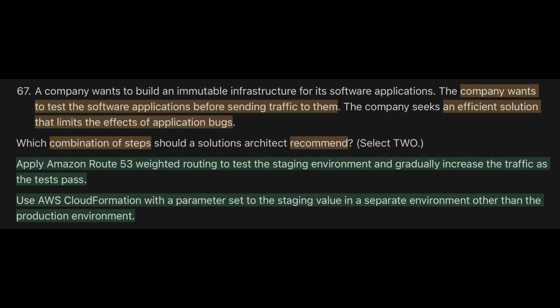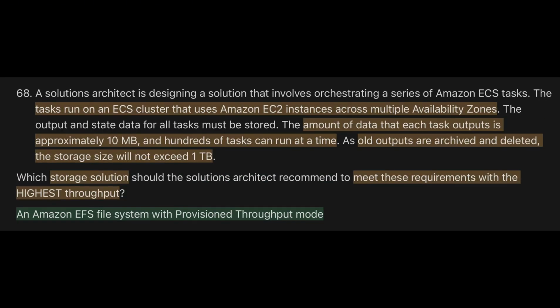Now let's say a company wants to test software applications before sending traffic to them, and they want an efficient solution that limits the effects of application bugs. And so the combination of steps recommended is to apply Amazon Route 53 weighted routing to test the staging environment and gradually increase the traffic as the tests pass. And then use AWS CloudFormation with a parameter set to the staging value in a separate environment other than the production environment.